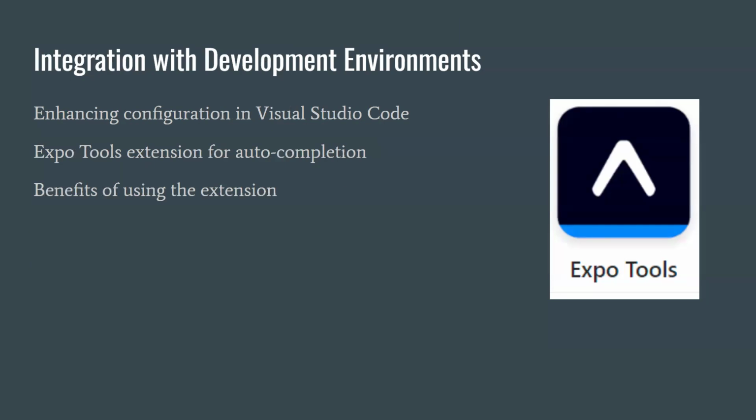By the time you are seeing this lecture, you probably would have installed Visual Studio Code. So you can use a Visual Studio Code extension called Expo Tools to enhance the configuration experience. This Expo Tools extension offers auto completion for app.json properties, and it also has other features that allow developers to minimize errors.